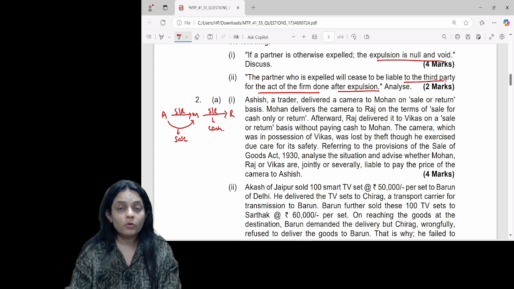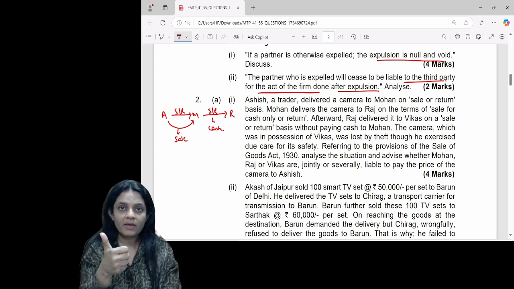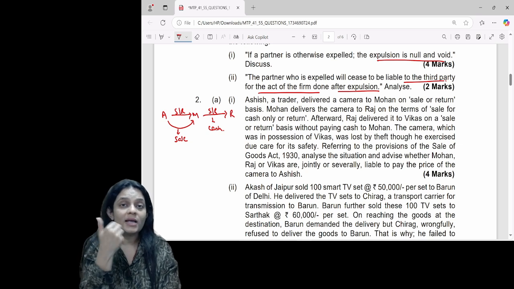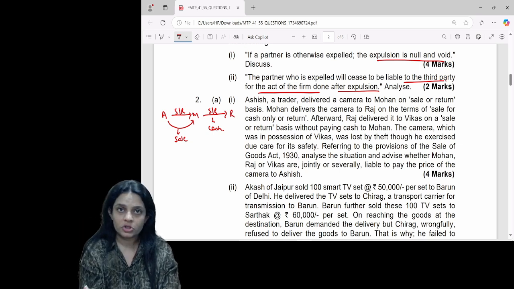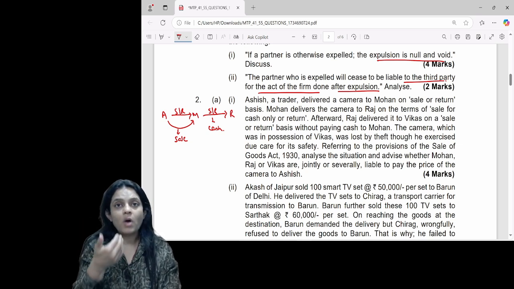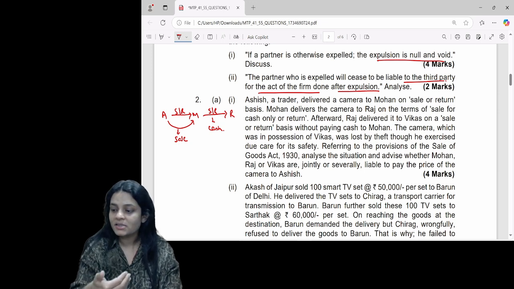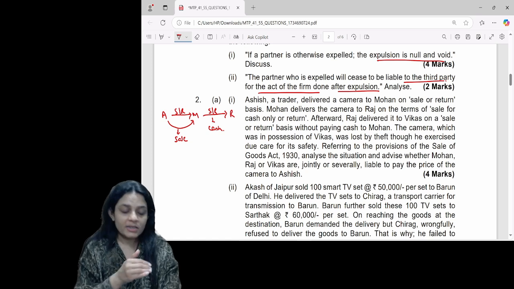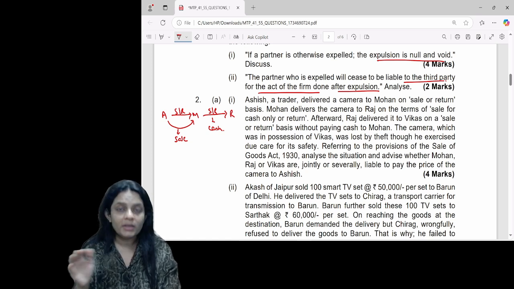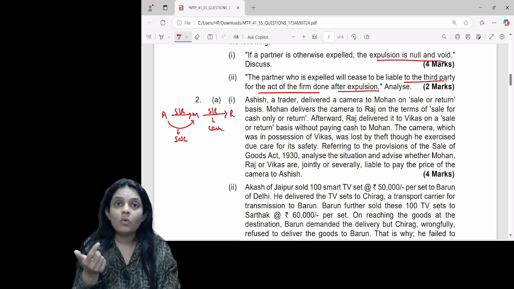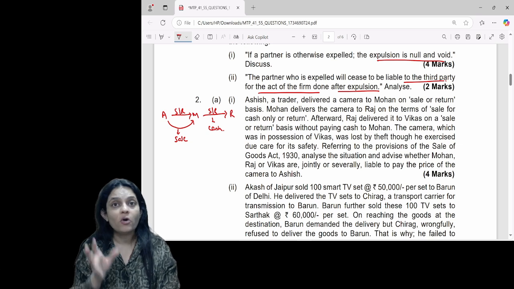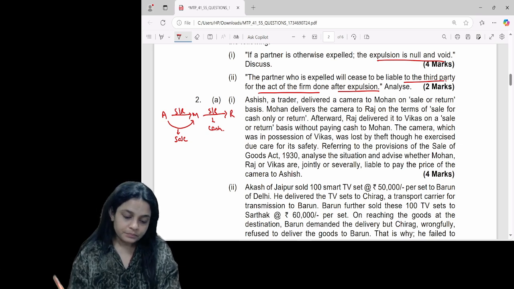When it is sale on approval, ownership is transferred when the buyer gives his consent or retains the goods or does any act which is consistent with ownership. Here, when he gives it to Raj, he has done an act which is consistent with ownership. So as between Ashish and Mohan, it's a sale. Mohan gave it to Raj on sale on approval on cash basis. Here, ownership will transfer only when the cash is paid.